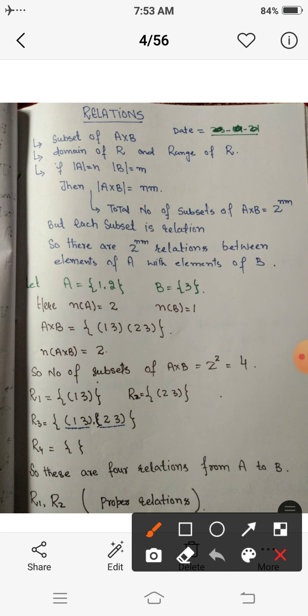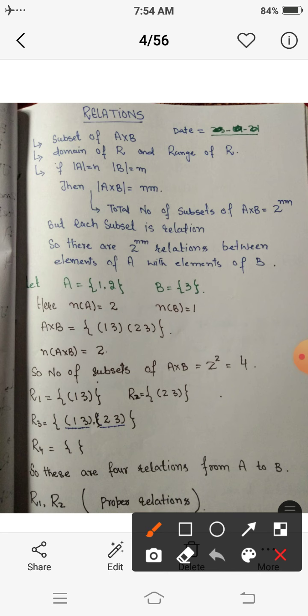Now if we have two sets, set A and set B, you know that any subset of A cross B, where A cross B is the Cartesian product of two sets, that is the set of all ordered pairs whose first entry is from A and second from B. Any subset of A cross B is simply called a relation. You know it.